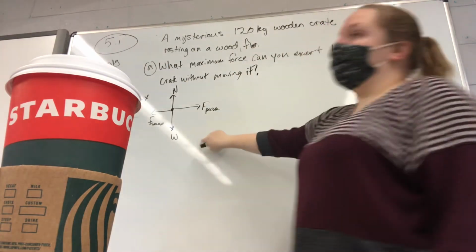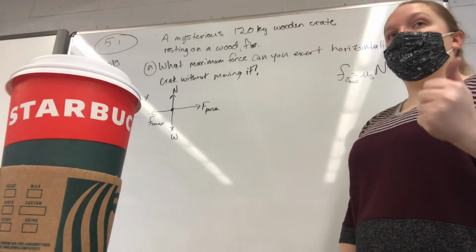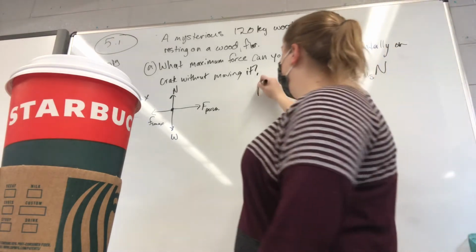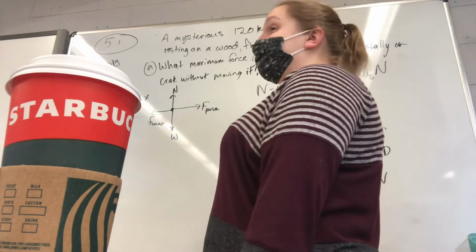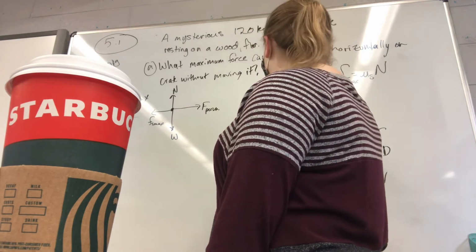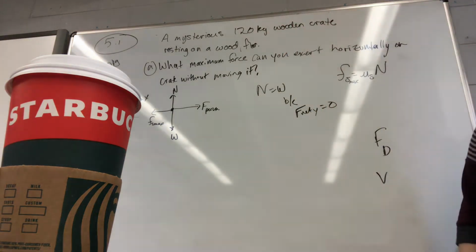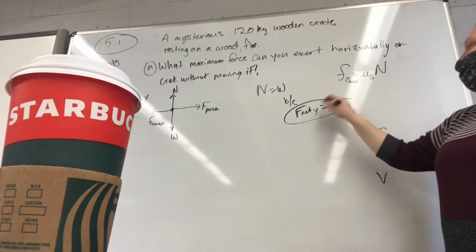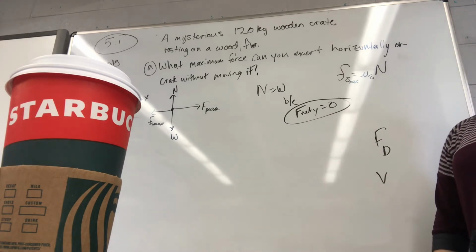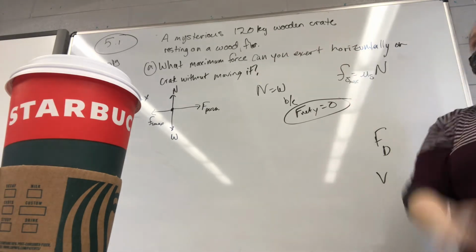So here we are so far. What do we know? What can we do next? Normal is equal to weight. Good. So we can figure out the weight with the mass. N equals W, primarily because the net force in the y is equal to 0. How often are we going to get to assume that the net force in the y is 0? Pretty much every single time, because our objects don't move up and down, they move left and right in our problems.